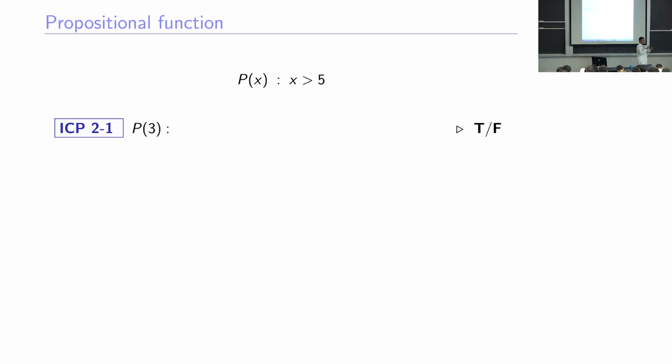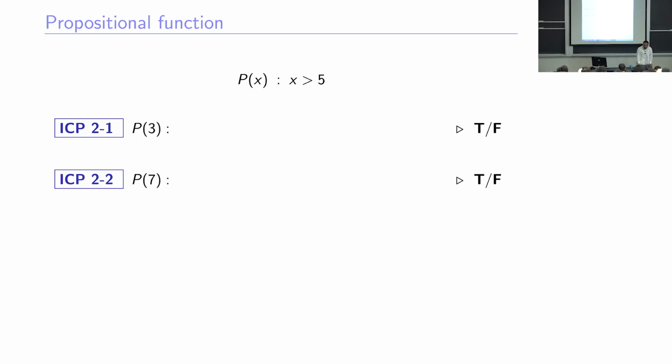P of 3 is the statement or the proposition that 3 is bigger than 5. Okay? Is this clear? So when I give a value, it's a predicate. It's a propositional function. When I give values to the subjects, it becomes a proposition, right? And now P of 3 is a proposition which is true or false. It's false, right? 3 is not bigger than 5.